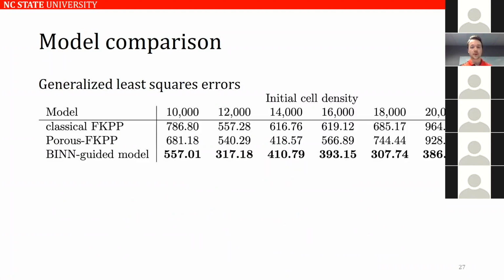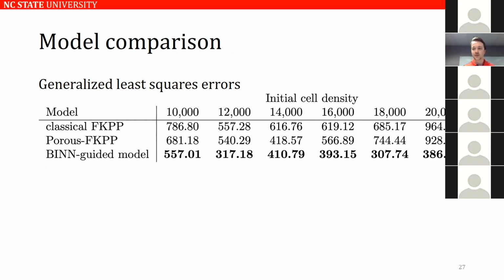Okay, so for each one of these models, we did the inverse problem, estimated the parameters, and then forward solved the final PDE to get these mean squared errors using the generalized least squares statistical error model. And unsurprisingly, the model that was predicted by the biologically informed neural networks has the smallest error. I say unsurprising because it's a much more complex model. With more parameters and more complexity, of course, it can fit the data better.